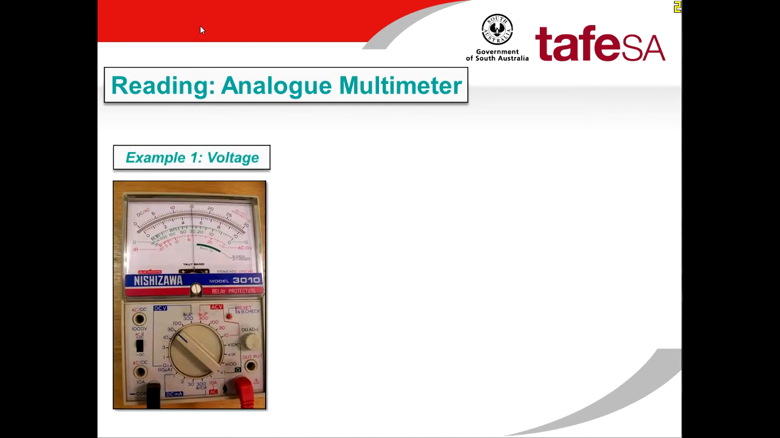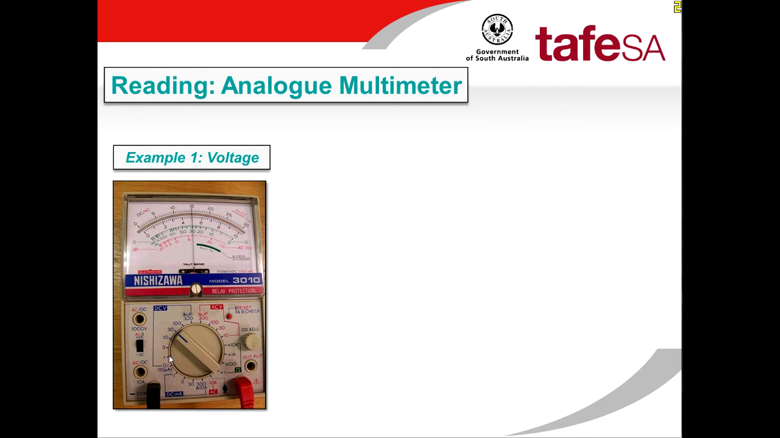Analog multimeters, like the one below, may at first glance seem to be a bit trickier to read, but once you know how to do it, it is very simple. In this first example, we'll be looking at voltage. The first thing we can tell why it's voltage is the dial is set to DCV or DC voltage.